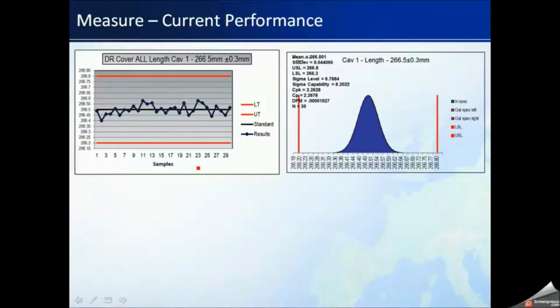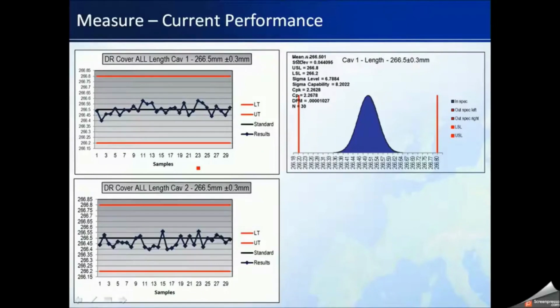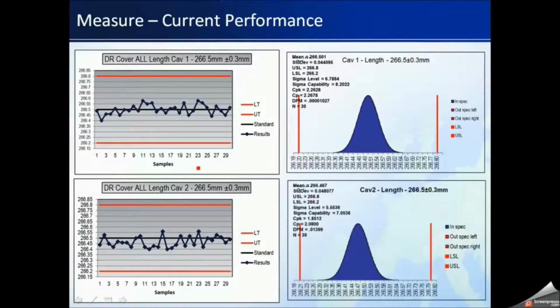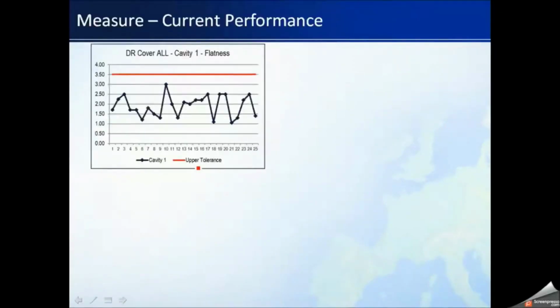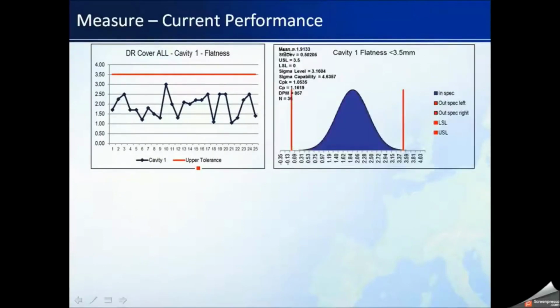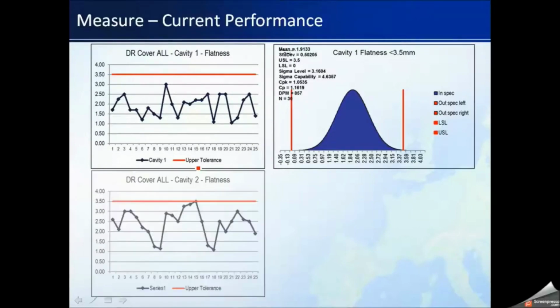So this is the length of the part. Now you can see the length of the part is a very capable process. There's cavity 1. There's cavity 2. So in terms of length, we don't have a problem. But let's look at flatness. Flatness is a different issue. So flatness, look, is only just capable. Yeah, so the cavity 1 just fits in. So cavity 1 is not causing too much of a problem.